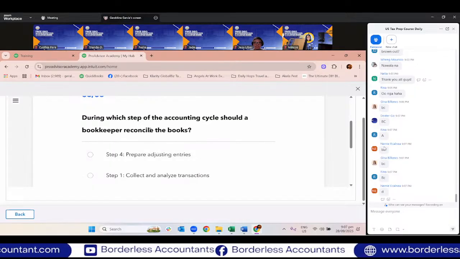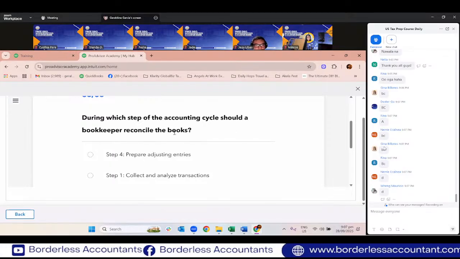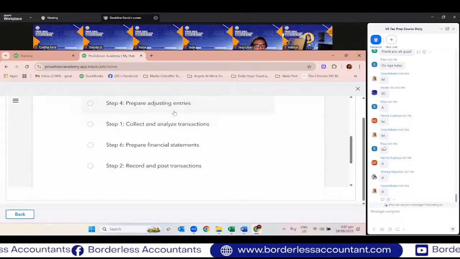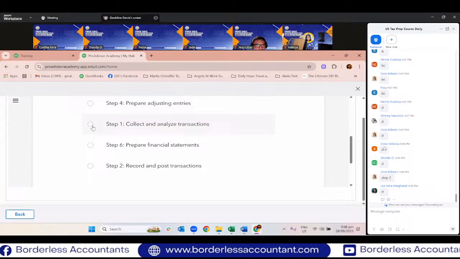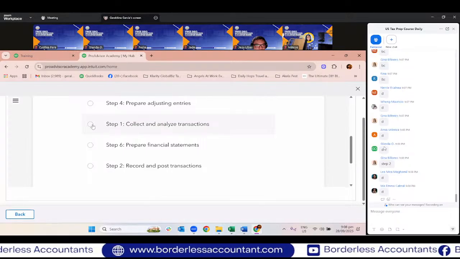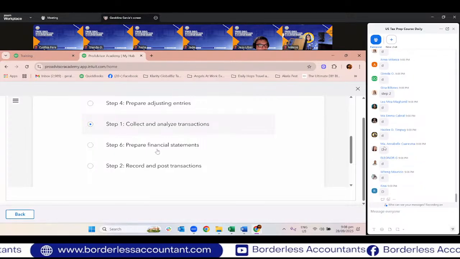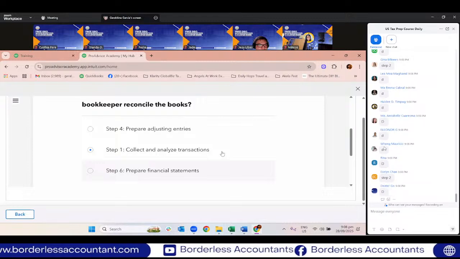During which step of the accounting cycle should a bookkeeper reconcile the books? On the last step, I think. Record and post. Ay, di pala. Reconcile, financial. Letter D daw. Step 6, di ba? No, step 6 na yun. Reconcile the books. Oh, reconcile, guys.